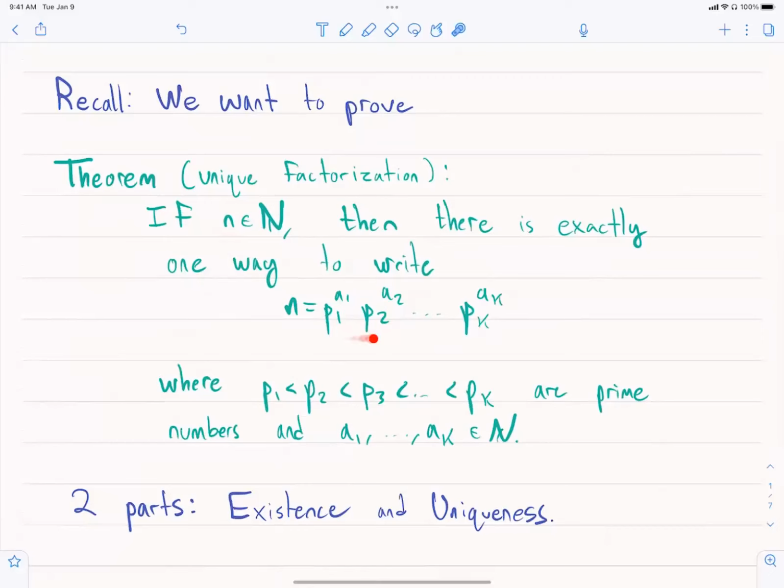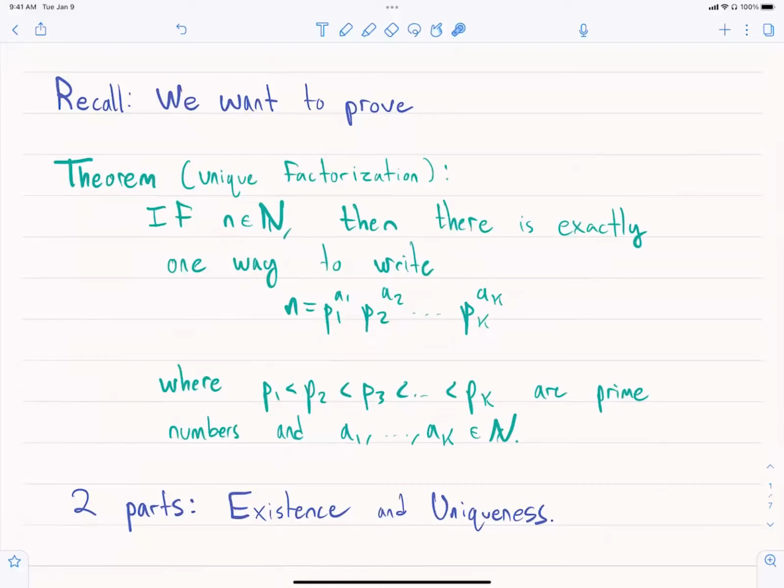And to make this unique, I've just written that we order the primes p1, p2, p3 in increasing order. So 6 is 2 times 3 would be the factorization we write down instead of 6 is equal to 3 times 2. And that's just because otherwise you have to say unique up to reordering. But this is a fundamental property of the natural numbers and the integers, that you have these factorizations into primes. And it's useful both in applications and in theory. So it's something we really want to understand.